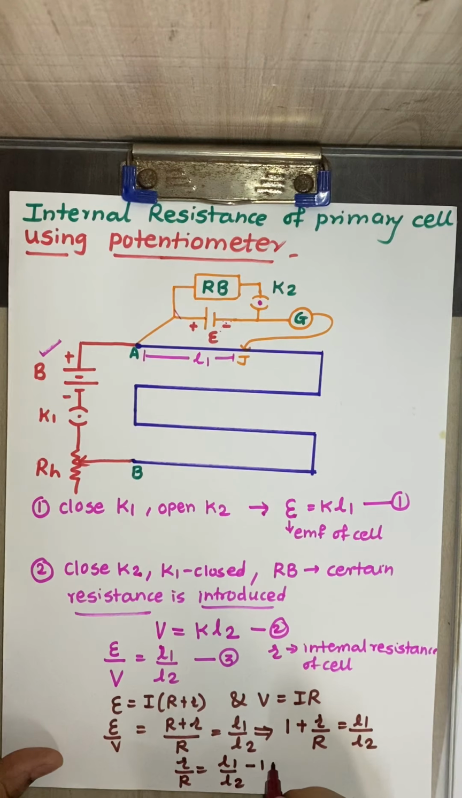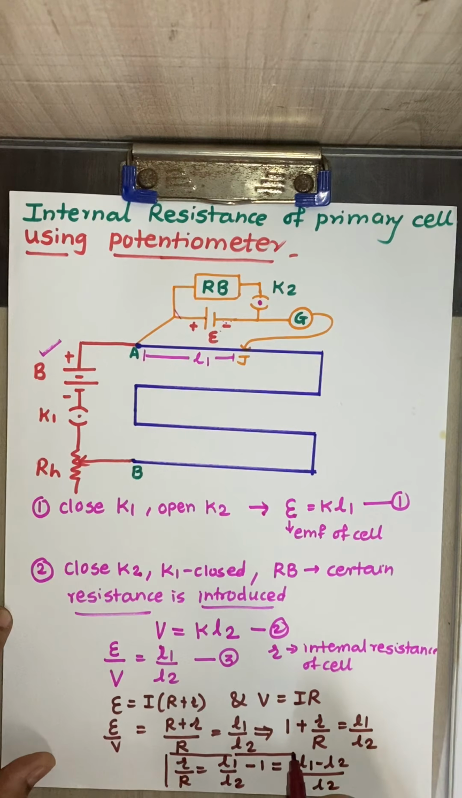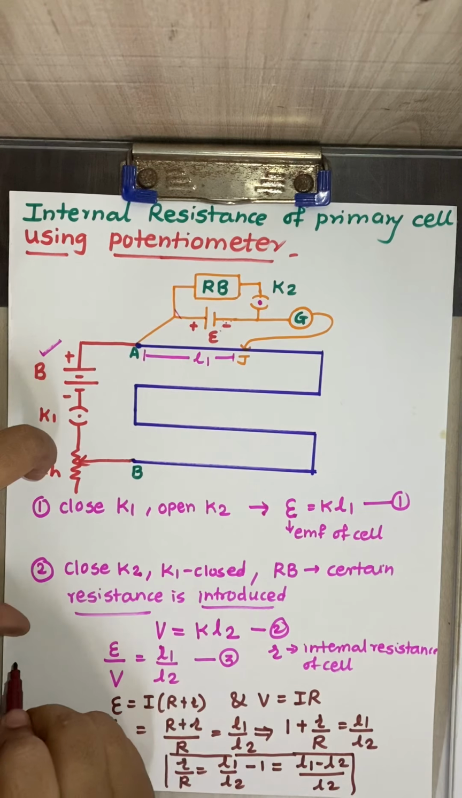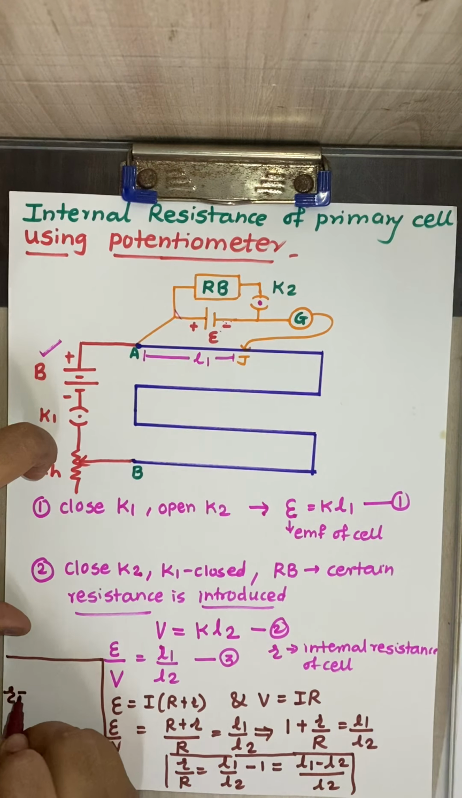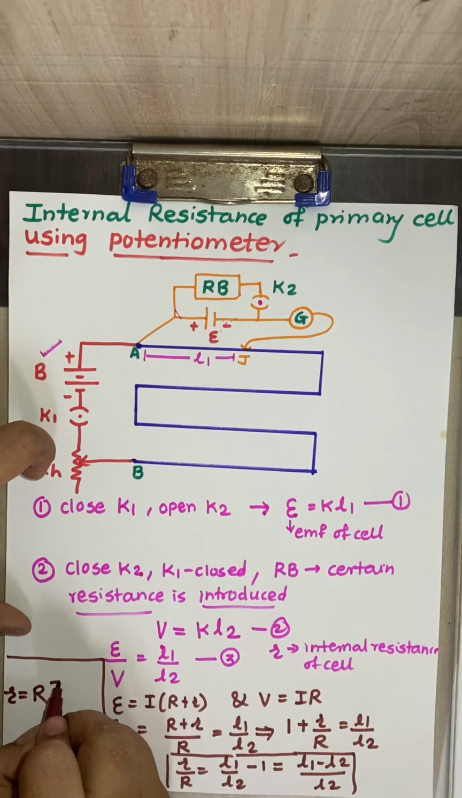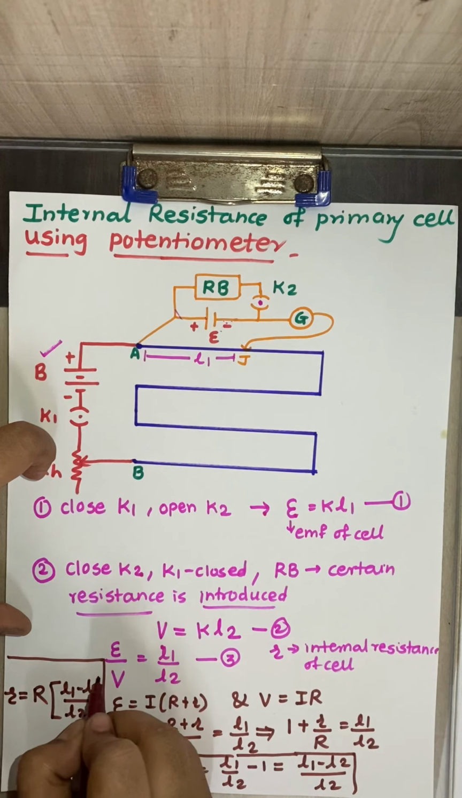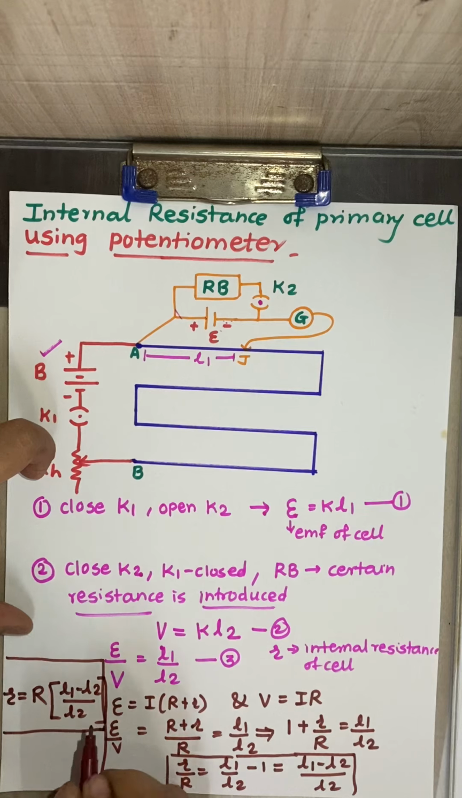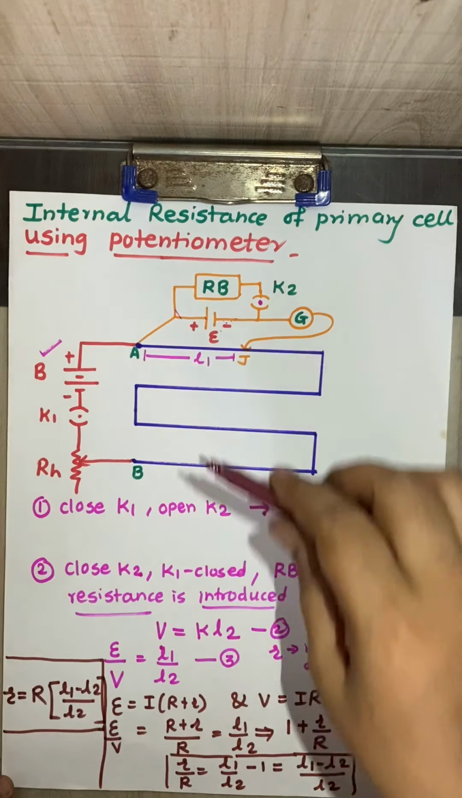So how can it be written? It can be written as (L1 minus L2) upon L2, isn't it? Now this equation we get. From this equation we can introduce the final expression for that particular resistance, that is small r is equal to capital R, moved to the other side, (L1 minus L2) upon L2. Now this is the formula to find out the internal resistance of any particular cell.